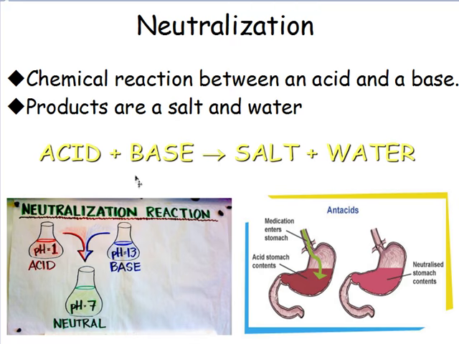This is what happens in our stomach when we have stomach acid buildup. We want to neutralize the acid in our stomach, so a lot of people will take an antacid, like Tums. Putting that antacid, or that base, in neutralizes the acid and turns it into neutral water and a salt.